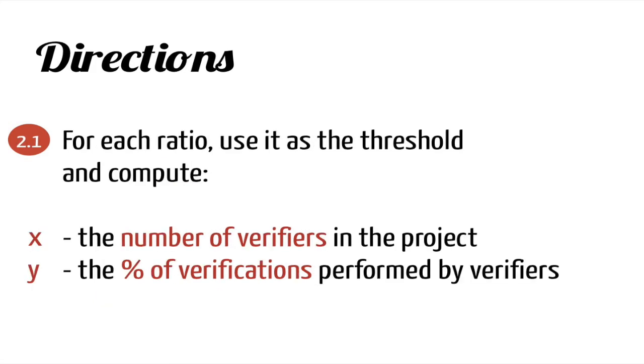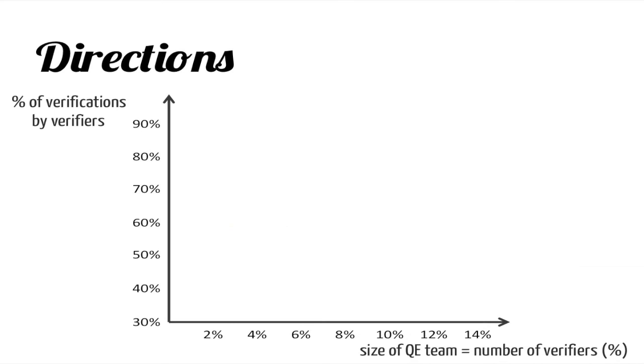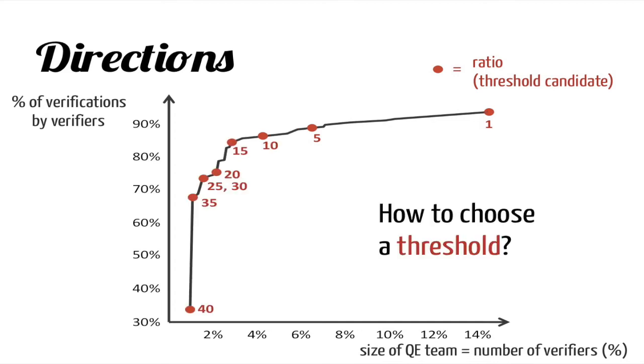In this case, you can, for example, try all possible thresholds, and use each threshold to compute the number of verifiers in the project and the percentage of verifications performed by verifiers. Then you plot this data in an XY plot. For example, if you choose ratio equals 1, you find a large team and a high percentage of verifications. If you choose 5, you have a much smaller team and almost the same number of verifications, and so on. So how do I use this data to choose a threshold?